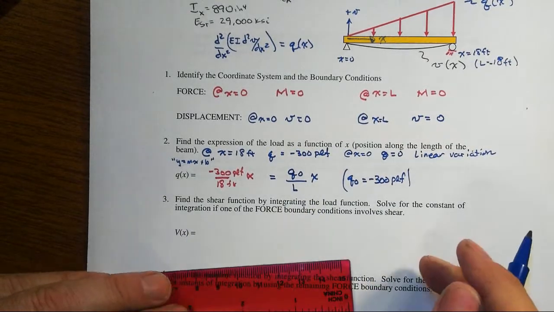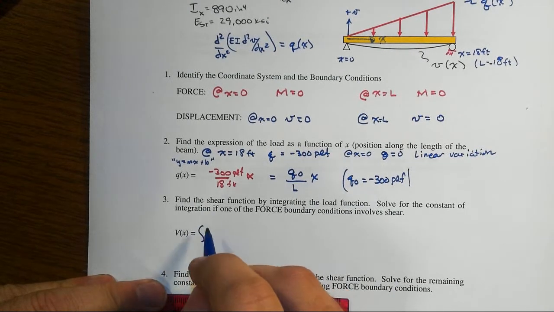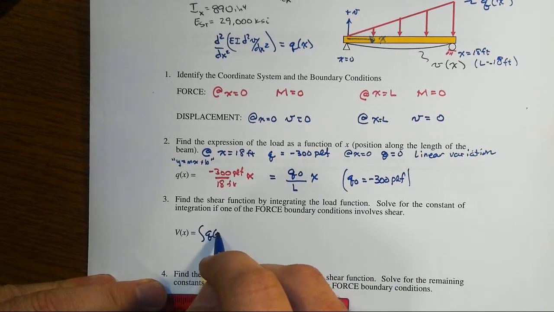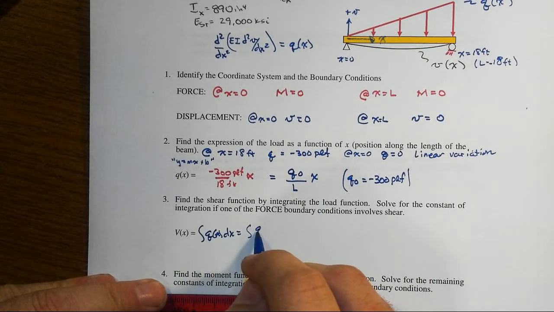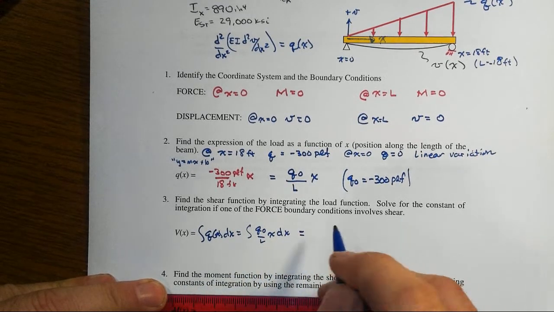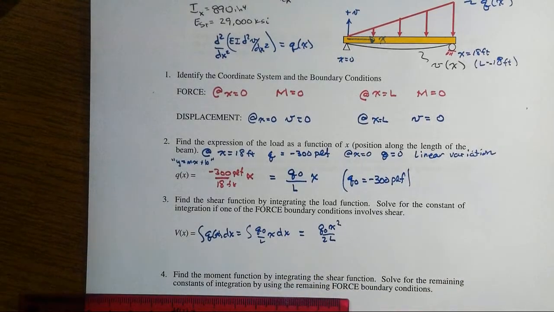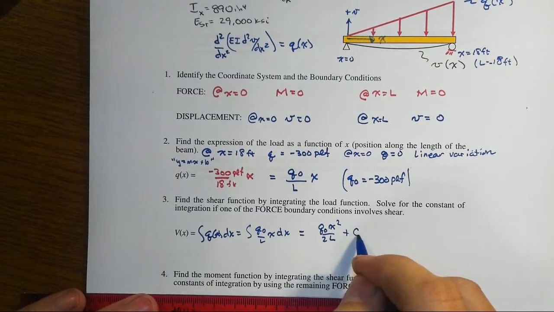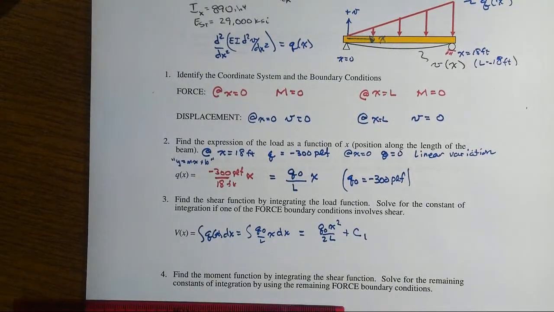All right, now we find the shear function by integrating the load function. The shear is equal to the integral of the load. We just found out what that loading function was. And then we evaluate that. That's Q naught x squared over 2L. And that's where people will make the first mistake. It's an integration. There is a constant. And there's going to be a bunch of them. So call it C1.